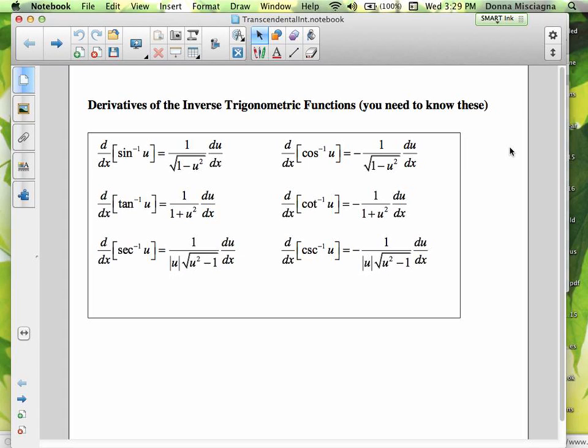Arc tangent, 1 over 1 plus u squared. And then arc cotangent, same thing with a negative. Right? And then arc secant is 1 over absolute value of u times the square root of u squared minus 1. Arc cosecant, same thing with a negative sign. Now, the du dx is that if this is not just an x, it's a function, there'd be the derivative of the inside part.